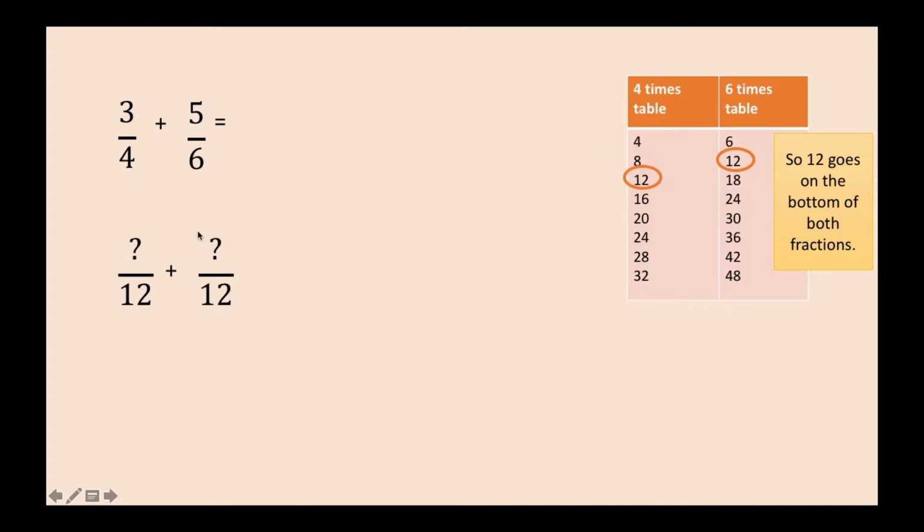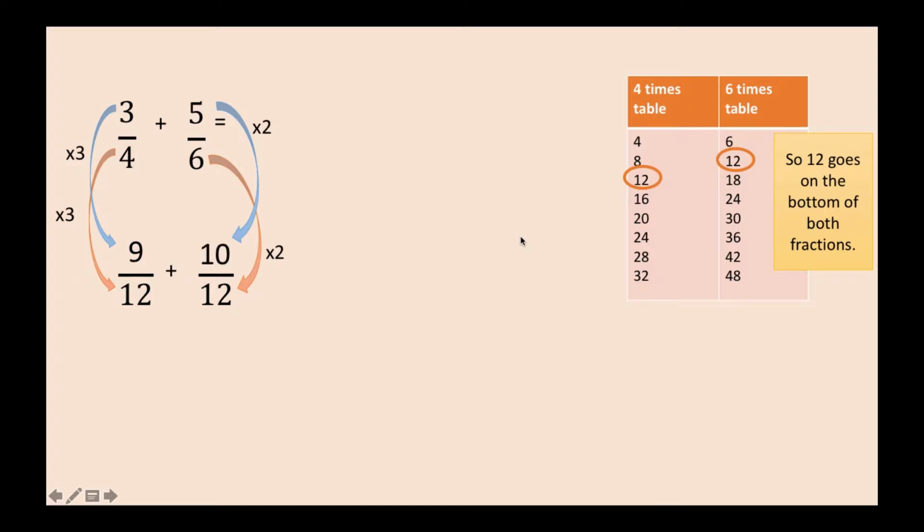Okay, now the top numbers need to change as well, but what you need to do is think about what did you do to this 4 to get to 12? So if you look at your times table, 1, 2, 3. So that means to get from 4 to 12, I times by 3. So because I've done that, I now need to times the top number by 3 as well. So 3 times 3 is 9. So 9 is on the top now. And then you think, what did I multiply 6 by to get to 12? Well, 1, 2. So I multiplied it by 2. So now I need to times the top by 2. 5 times 2 is 10.